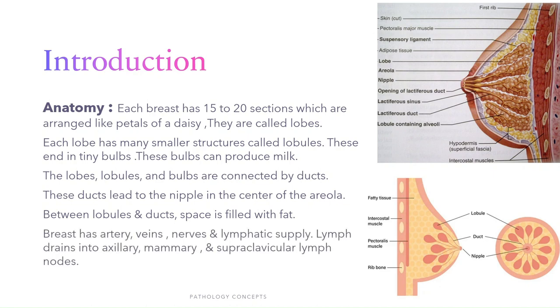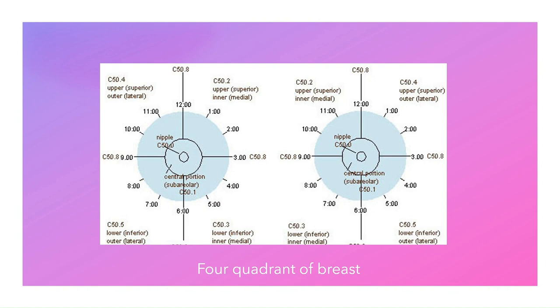The breast has arterial, venous, nerve and lymphatic supply. Lymph drains into axillary, mammary and supraclavicular lymph nodes. This picture shows the four quadrants of the breast. Each breast has an upper inner, upper outer, lower inner and lower outer quadrant, and a central portion containing the areola and nipple.